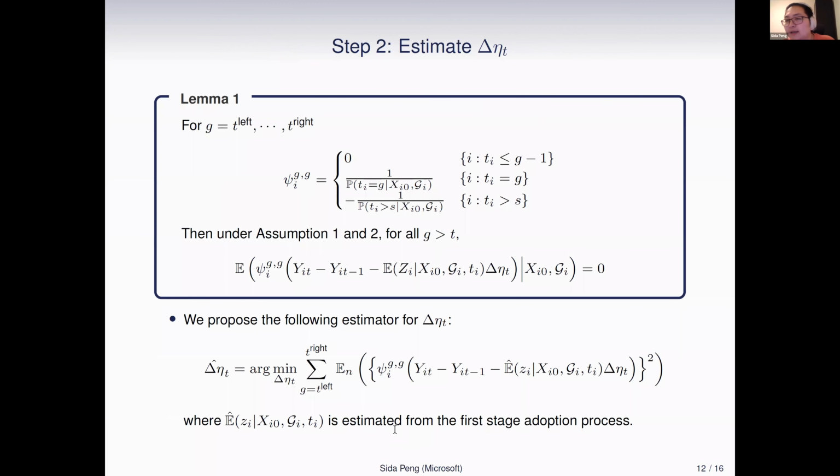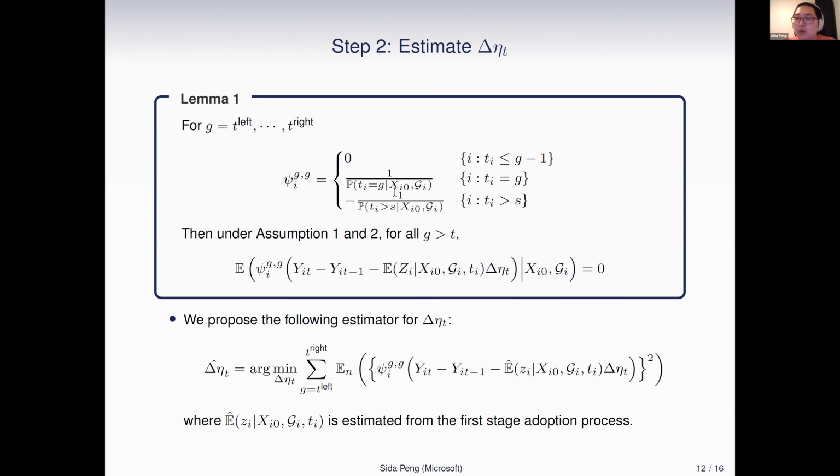Okay. So next, after we estimate the adoption process, we estimate this delta eta t. Here I'm defining this quantity, phi_i_g, as two components. If Ti equals G, it's 1 over the probability of you adopting at time G. And if Ti is bigger than G (sorry, this should be bigger than G; that's a typo), then it's minus 1 over the probability of your adoption after time G.